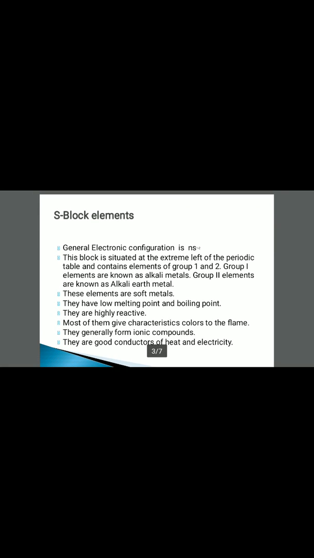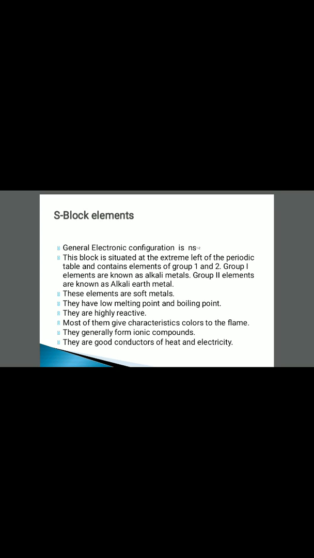F block elements are further divided into two series. One is for lanthanoids and the other is for actinoids. It will be studied later in this chapter. Start with the general characteristics of S block elements. S block elements are soft metals with low melting and boiling points. They have low ionization enthalpies and are highly electropositive.